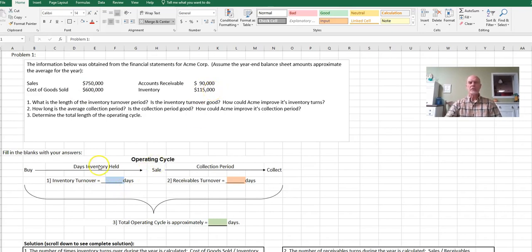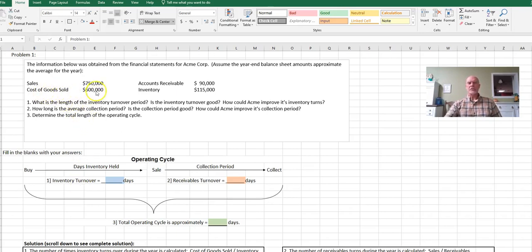So first of all, we're going to look at inventory turnover. How long does it take the inventory to turn over? Throughout the period, the inventory is constantly being sold and replaced, sold and replaced. And so if we look at that in total, that would be the turnover of the inventory, the product.